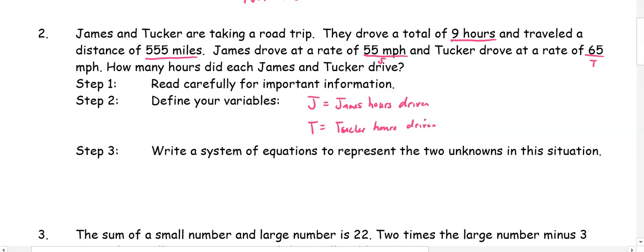So in the first equation, we just want to figure out how many hours together get us 9. So again, we would be adding them. So we have J plus T is equal to 9. Then when we get our rate of distance, so however fast you're driving, 55 miles per hour, that means every hour you're going 55 miles. So we can multiply it by the number of hours that each person drives to get the total miles. So James drove 55 miles per hour plus Tucker drove 65 miles per hour. And when we multiply that out, we would get their total distance of 555 miles covered.